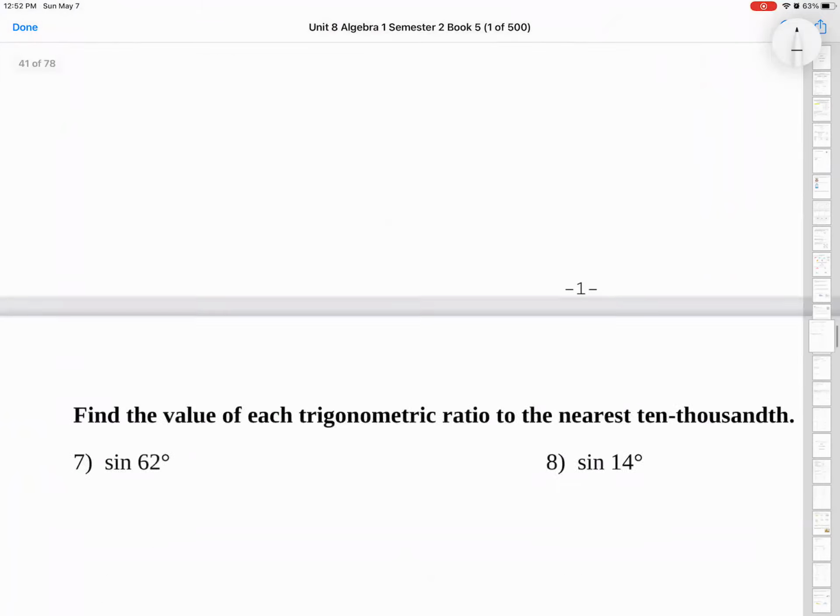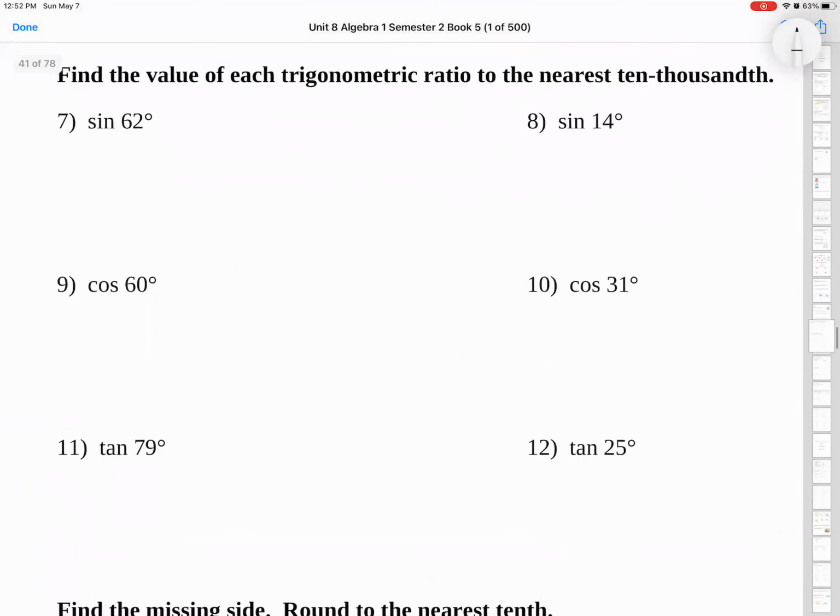All right, next up, we are looking at finding the value of the trig ratio to the nearest 10,000. Now, for the first one, essentially, guys, what you have to do here is in your calculator, you'll see a sine button. Go ahead, click the sine. And again, this is if you have the big calculator. I highly suggest the big calculator, the TI-84 Plus CE. If you have the little one, this should work as well.